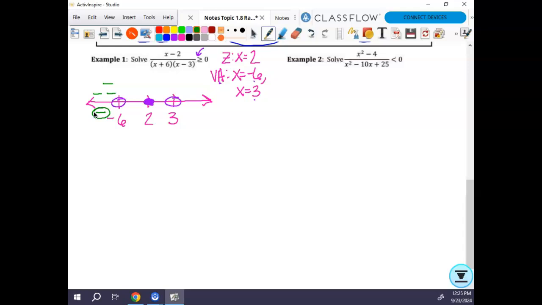Wait, what? Yeah, I just set them up, instead of putting them all next to each other, I just set it up as the fraction. It really doesn't matter, because whether you're multiplying or dividing, the rule's the same, right? Okay. We good? Y'all good over there? All right, between -6 and 2, I can pick 0. So 0 minus 2 is negative. 0 plus 6 is positive. 0 minus 3 is negative. So negative divided by positive times negative is what? Positive.